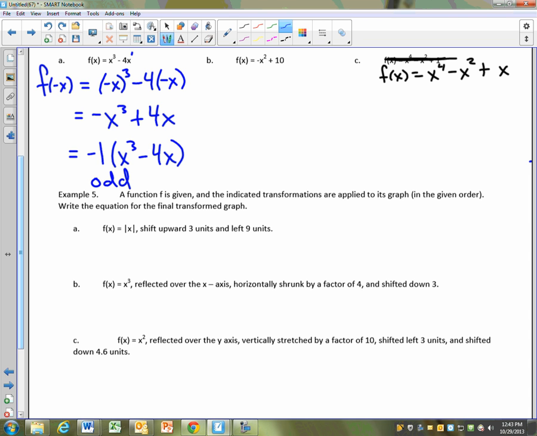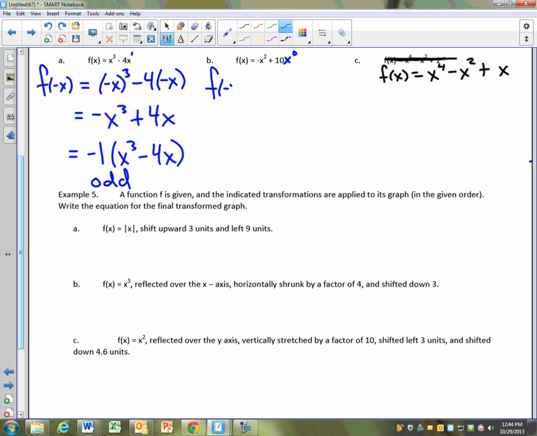f of x equals negative x quantity squared plus 10. Are all the powers odd, even, or both? What power is attached to the 10? 10x to the 0 power. What is anything to the 0 power? 1. And 10 times 1 is? So we don't write the x to the 0, but there is an x to the 0 attached. So you're right. This is an even function.